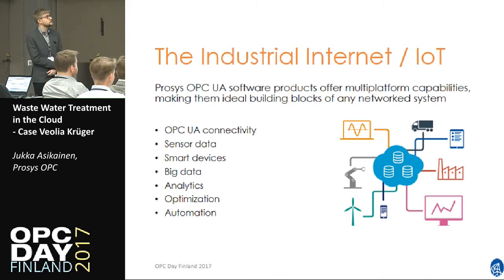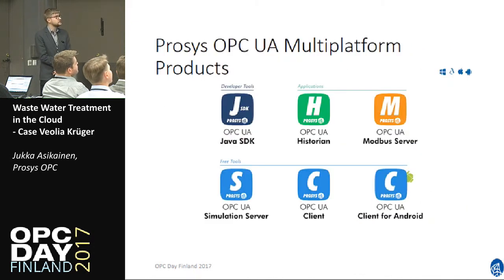So here are some of our products. We offer development tools. If you want to develop your own OPC UA application using Java, then we offer a software development kit for that. And then we have our own applications which are built on top of that SDK. The historian aggregates several other OPC UA servers into one and also provides history data. So if you, for instance, have only the current values from the servers, then the historian creates the history using those current values. And then there's this Modbus server, which transforms Modbus devices into an OPC UA server, so you can access Modbus devices using an OPC UA client.